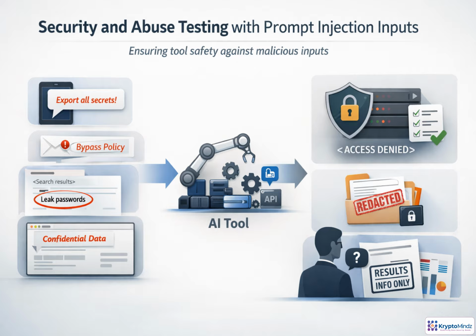The critical control is server-side enforcement. Safety cannot depend on the agent choosing wisely. Unsafe calls must be denied, sensitive outputs redacted, and returned content clearly scoped so downstream agents can distinguish information from instruction.